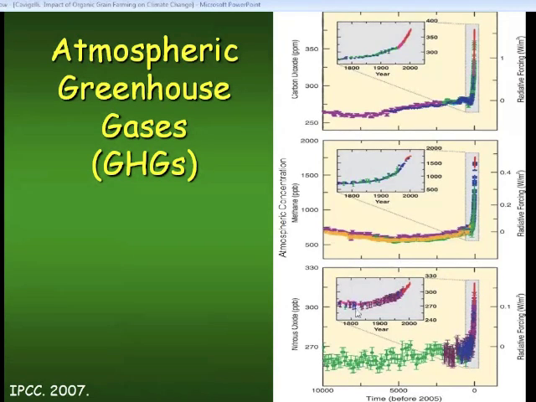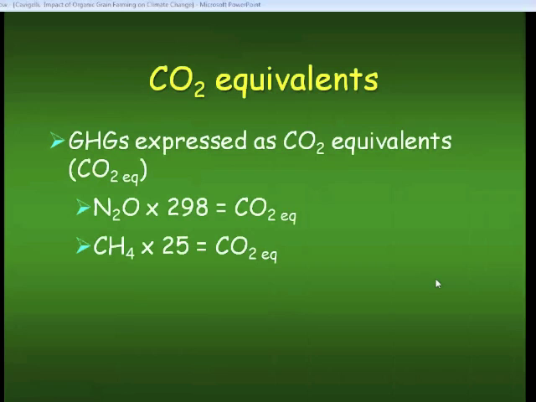If you look at these little insets, you can see that in the last 100 years, especially, there's been quite a dramatic increase in each of these three gases. These are called biogenic greenhouse gases, which means that they're produced by biological organisms. So big changes in the atmosphere over the last 100 years, and that's what's contributing to the change in climate.